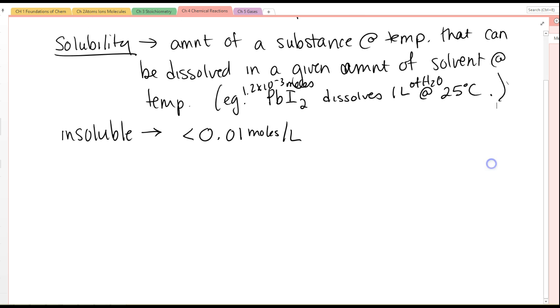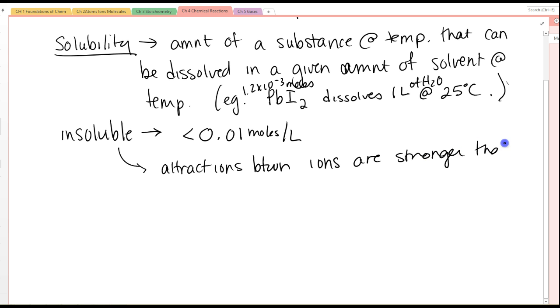Why are certain things insoluble? We've talked about why certain things are soluble. For example, ionic compounds, the water is able to dissociate them. But why might something be insoluble? Mainly what we're going to be dealing with is situations where the attractions between the ions are too strong, stronger than the water that tries to pull them off. So the water's attraction is not strong enough, basically, to separate those ions.